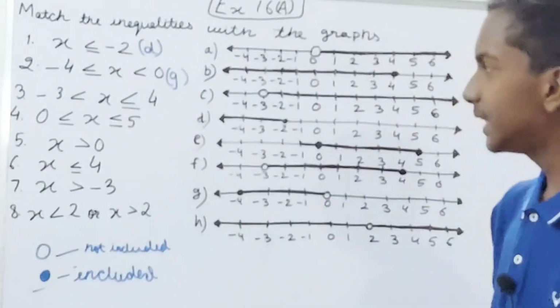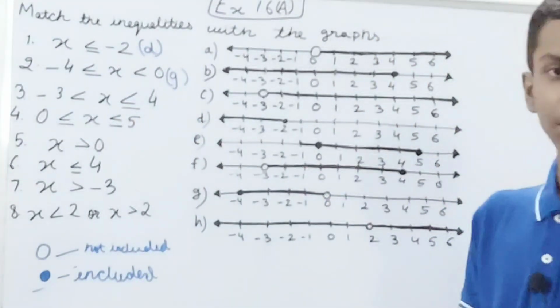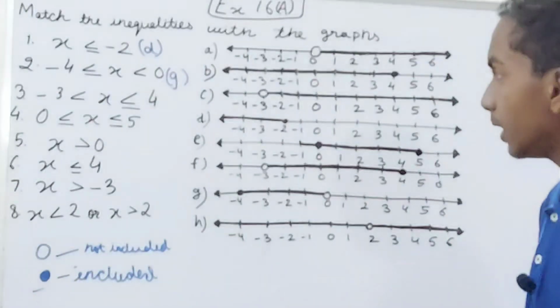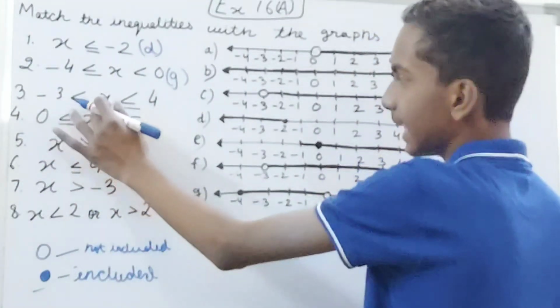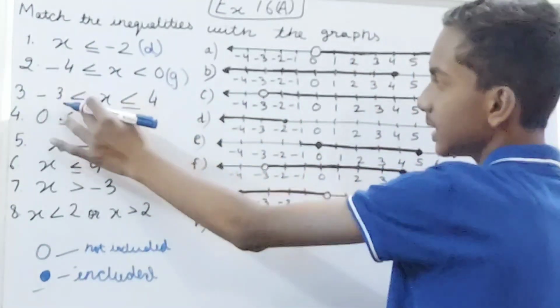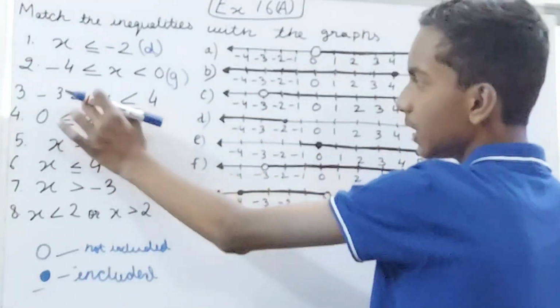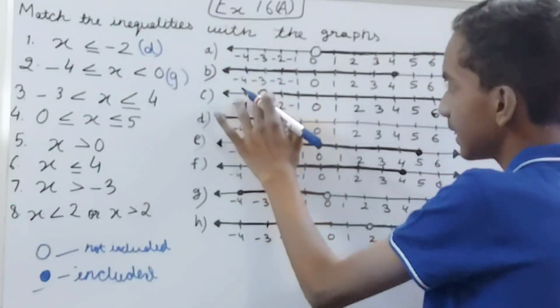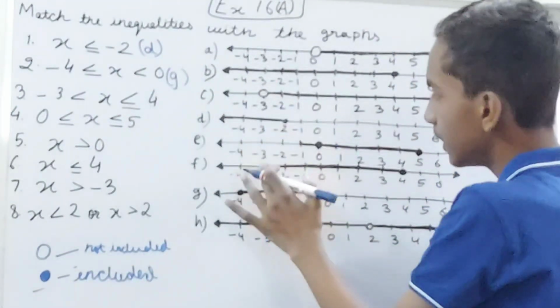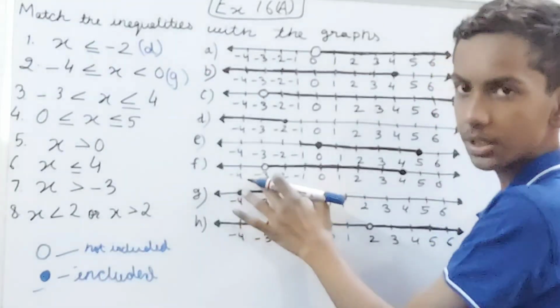See, -3 is less than x, and x is less than or equal to 4. So two different inequalities merged together. Look for -3 is less than x. You can see -3 is less than x. So on -3 there will be a hollow circle. You can see in this case also there is a hollow circle on -3.